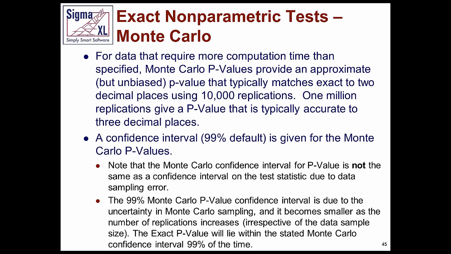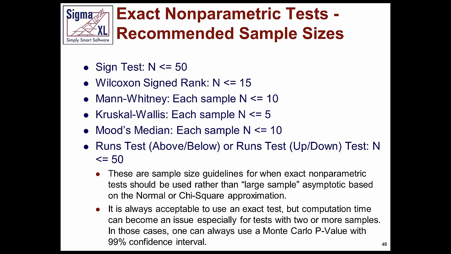And in these cases, we provide an option called Monte Carlo p-value. So by running 10,000 or 100,000 simulations, we give you a Monte Carlo exact p-value with a 99% confidence interval. Now, please do not confuse the confidence interval here with a regular confidence interval. A regular confidence interval is on the statistic. This is the confidence interval on the exact p-value. And you'll see that in some examples coming up.